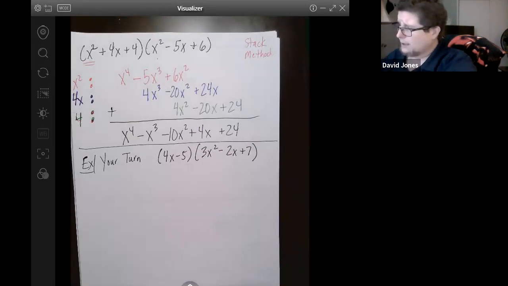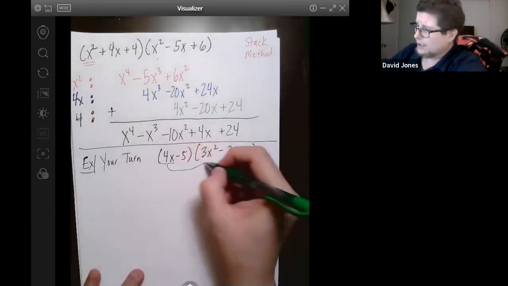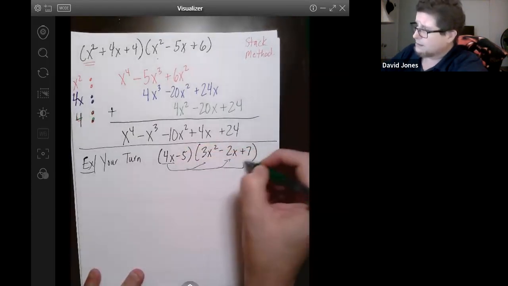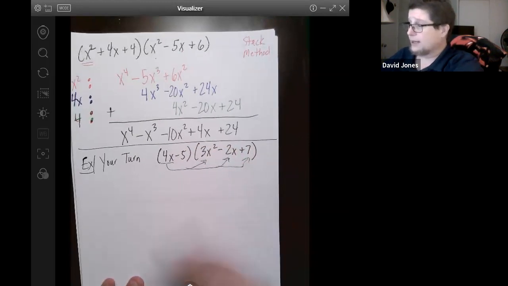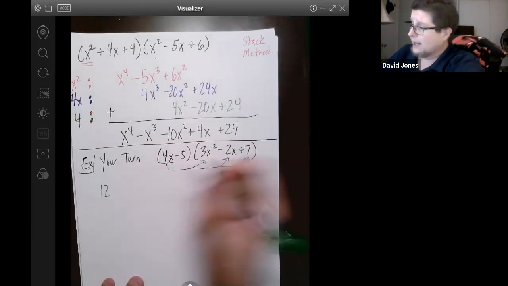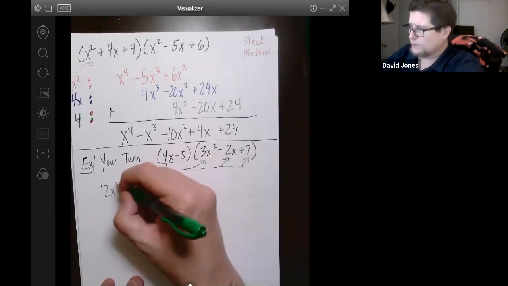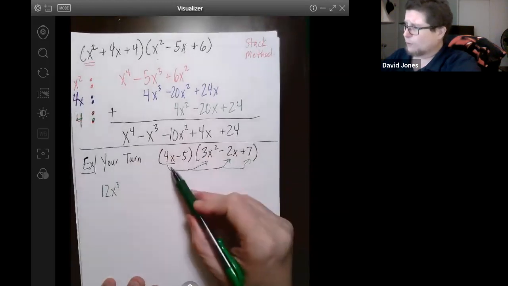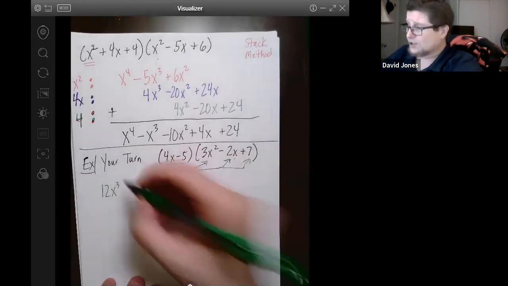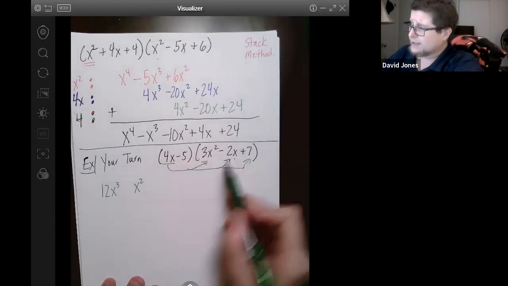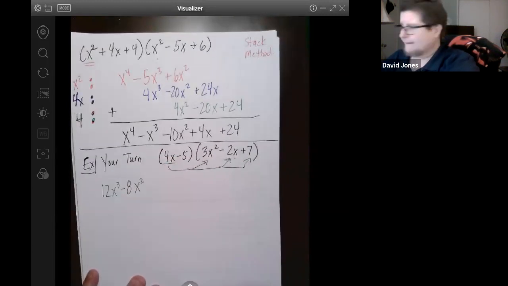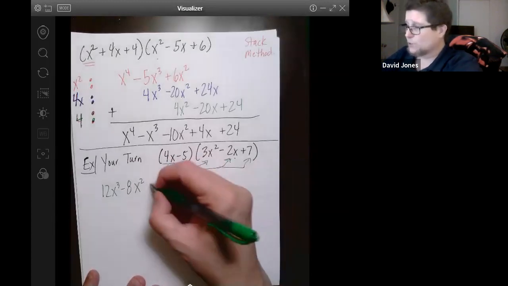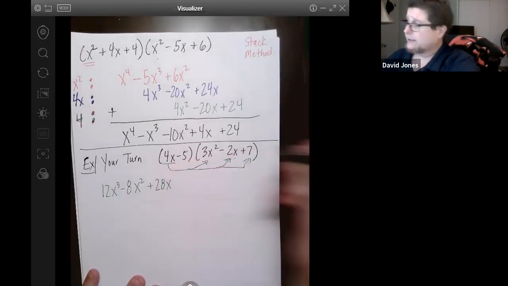All right. I will multiply the 4x through times everything. 4x times 3x squared: 4 times 3 is 12, and x times x squared is x cubed. Then I do 4x times negative 2x. I get an x squared, and 4 times negative 2 is negative 8. And finally, 4x times 7, we just have one x, so it's x, and 4 times 7 is 28. So 28x.